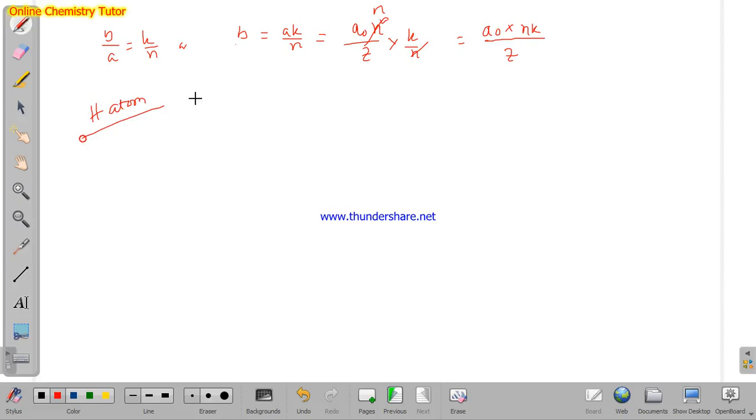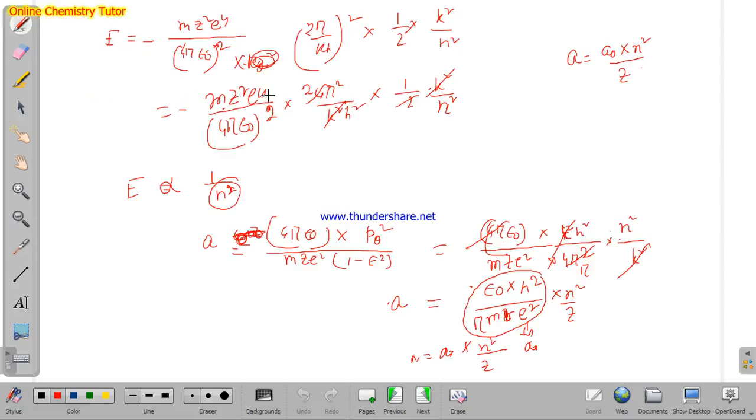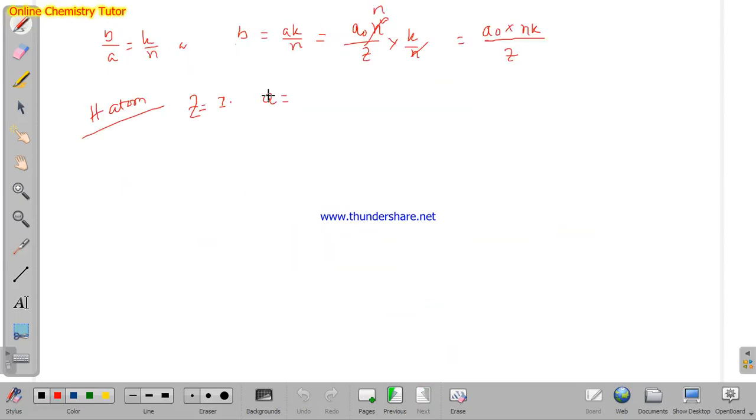For hydrogen atom, we know that the value of z equals 1. So the value of a equals a0 into n square by z, a0 into n square, okay, and what is the value of b? That is equal to a0 into nk, okay. So we will get all the values for different n and different k.